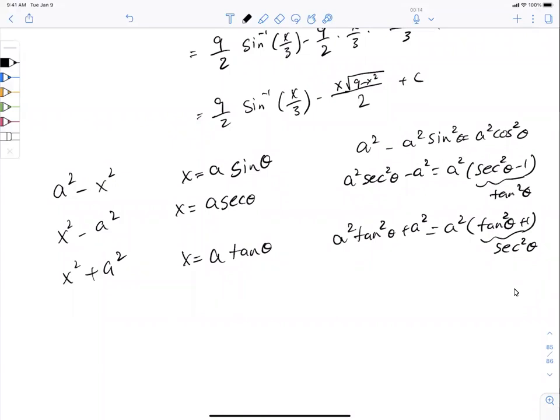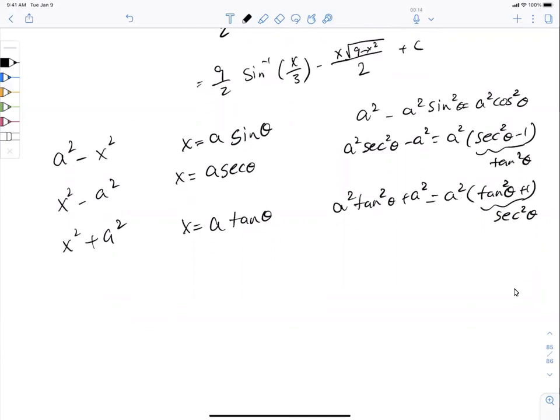Anytime you have those situations, it doesn't always have to be under the radical to use trig sub, but being under the radical is a good reason to use trig substitution. It's not the only reason we would do it. Sometimes we could use it for other things as well. Let's do another problem, and then maybe we can explain this better.